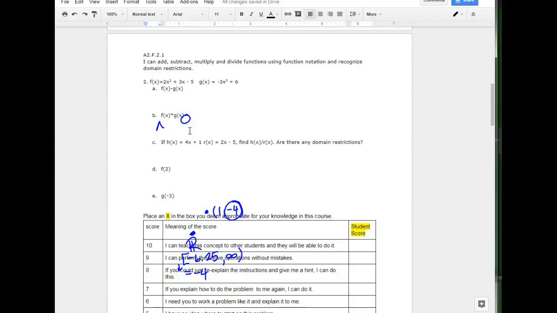All right, so as we look at this next part, let me get all this stuff out of here. All right, so on this next part, I can add, subtract, multiply, and divide functions using function notation and recognize the domain restrictions. All right, so let's look at the first one.